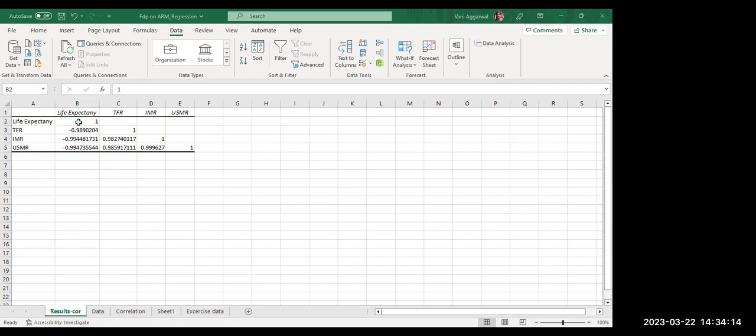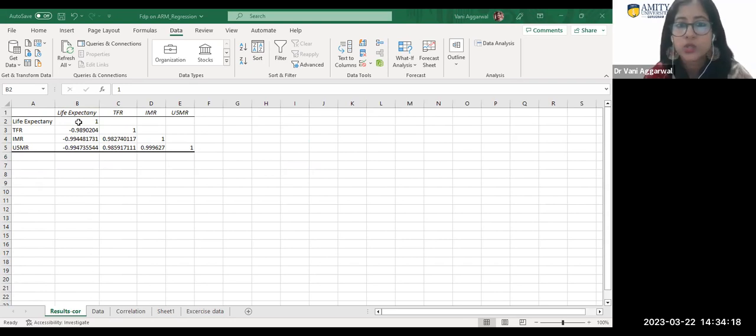Is it +1 to -1? Yes, -1 to +1. It is not 0 to 1, right? Because there is a negative correlation, zero correlation, and positive correlation. So three points are there. So -1 to 1 is the correct range of correlation.